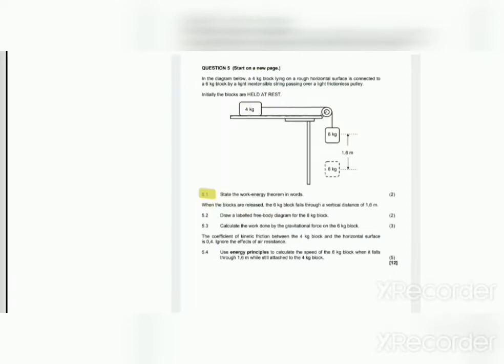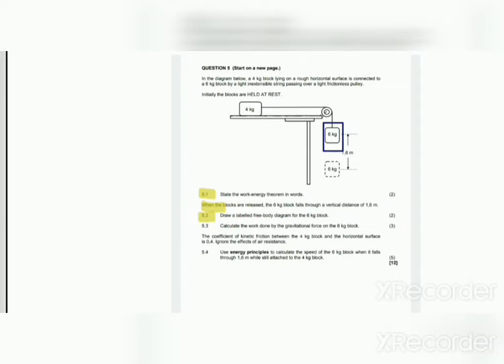Then we have the scenario where the blocks are released. The 6 kilogram block falls through a vertical distance of 1.6 meters. So we can see that in the diagram. And 5.2, we want to draw a labeled free body diagram for the 6 kilogram block. Now, if we isolate the 6 kilogram block, what forces do we have acting on it?